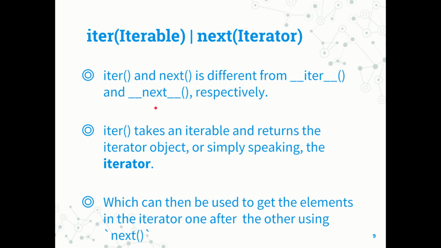Now, iter takes an iterable and returns the iterator object, or simply speaking, the iterator, which can then be used to get the elements in the iterator one after the other using the next function. All right. You now know all you need to know about iterators.